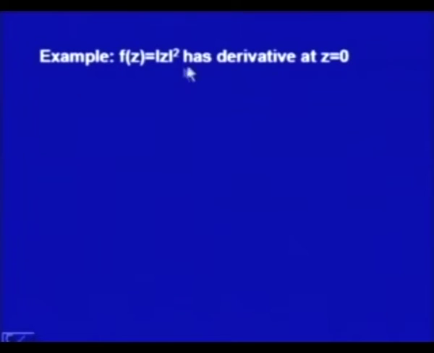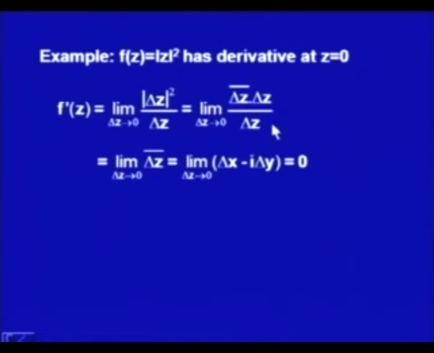So, if a function is given, f(z) = |z|², and we have to see what its derivative is at the point z = 0, then we can make use of the definition of the derivative. Let us compute the derivative using the basic definition. f'(z) is the limit as Δz tends to 0 of |Δz|²/Δz, and I can write |Δz|² like this, and the Δz factors cancel out, and what we have is f'(z) = 0.